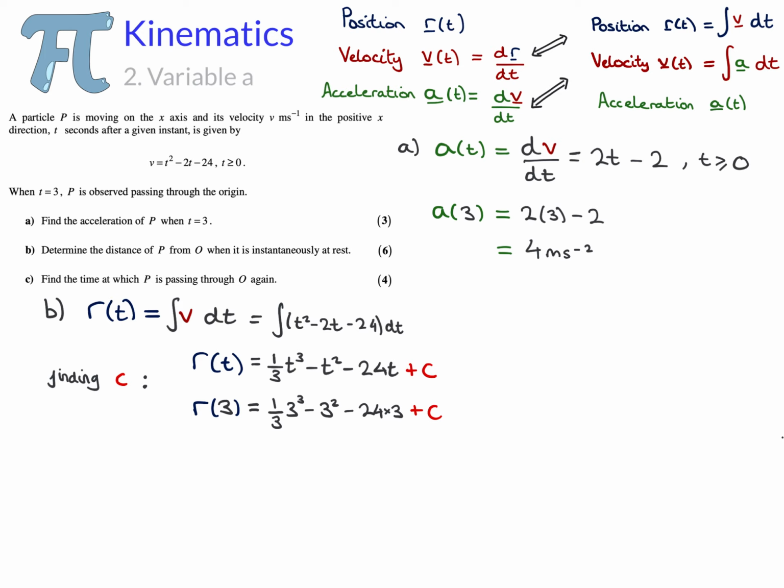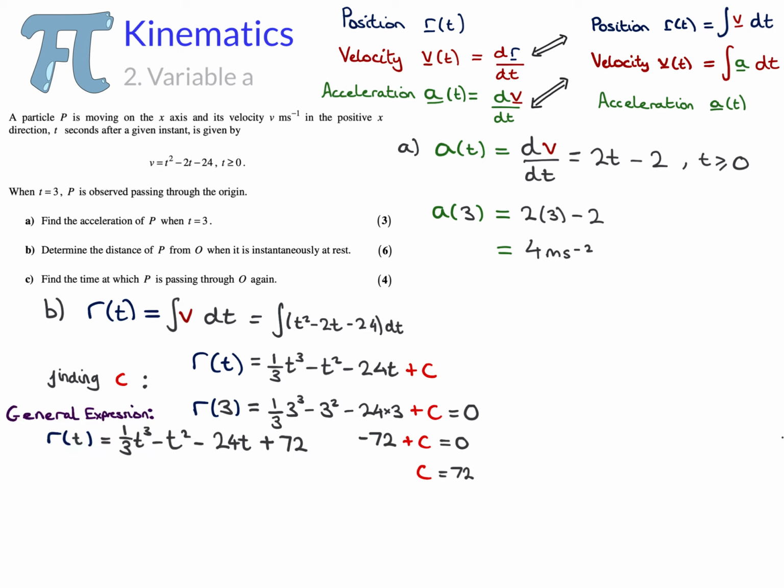Subbing in that when t is equal to 3, the object is at the origin, and so r is equal to 0, we deduce that c must be positive 72. Now we have a general expression for the object's position, again valid for positive times. We can address the question. We want to know the object's position when it is at rest.